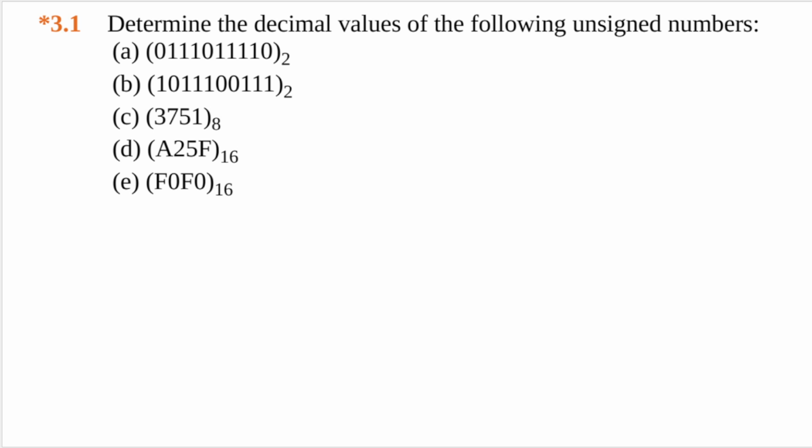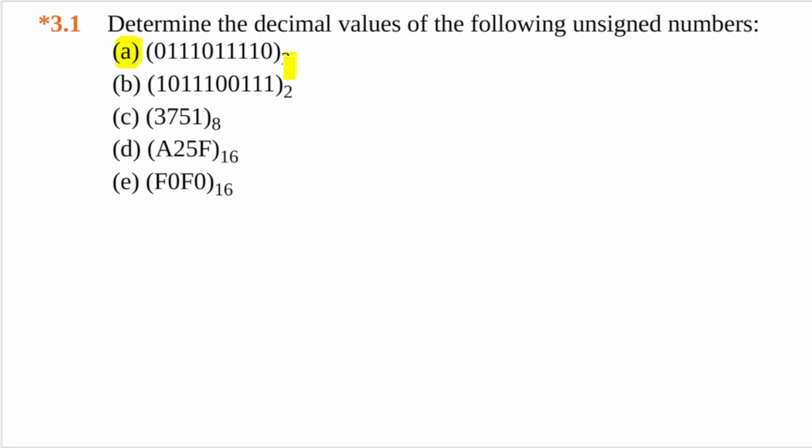Hello, my name is Ardi and we are going to solve problem 3.1 from Brown and Francis's book. So the question is: determine the decimal values of the following unsigned numbers. Okay, let's do it one by one. So first we are going to solve problem A.